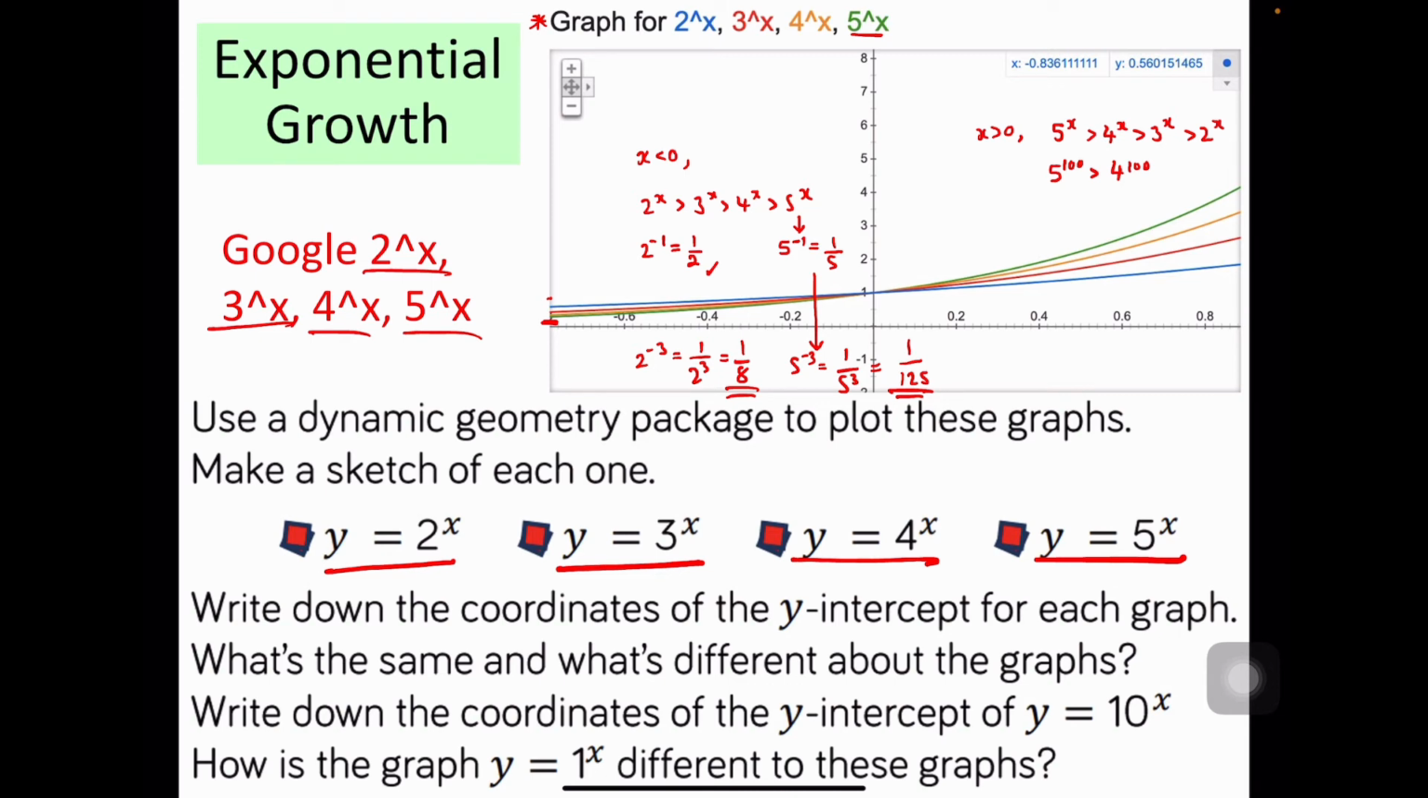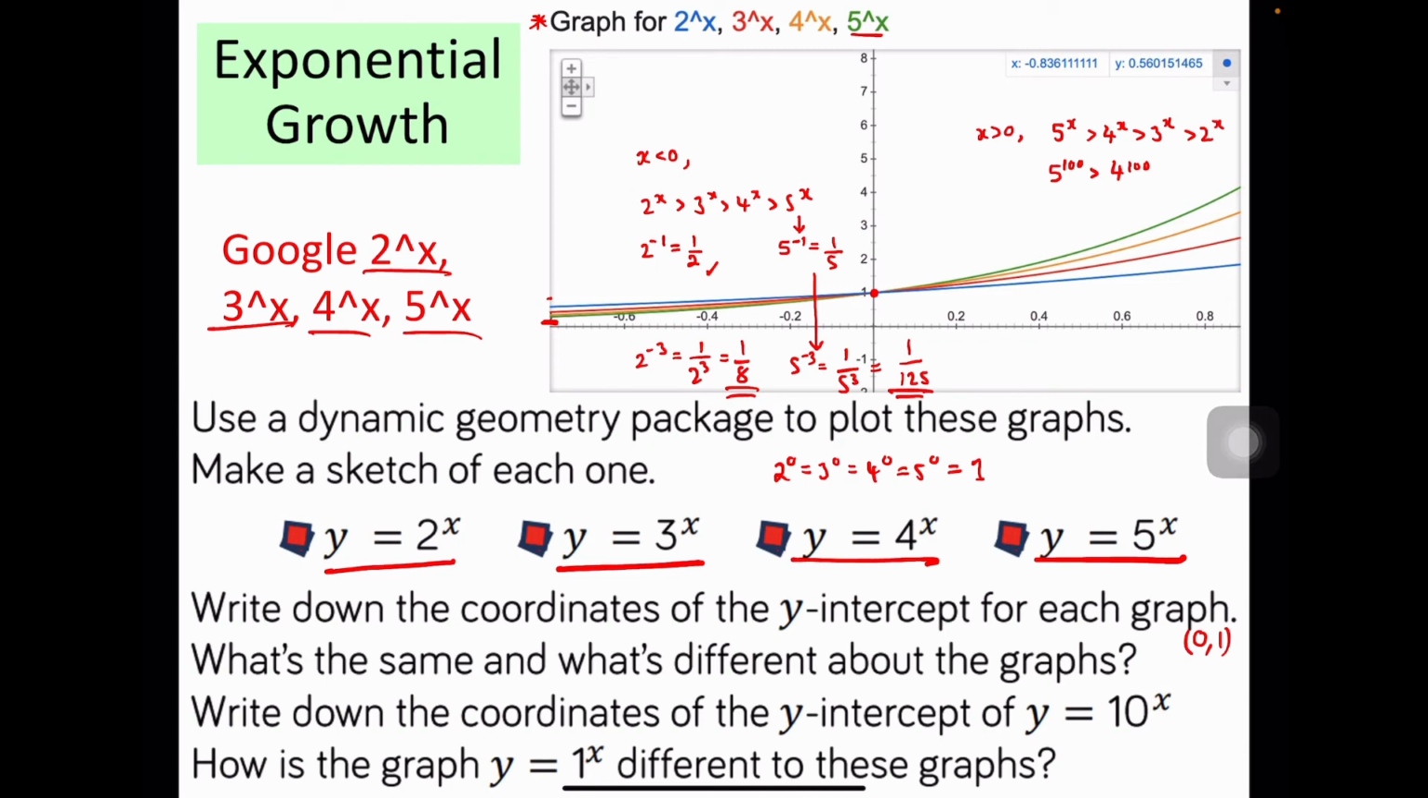Write down the coordinates of the y-intercept for each graph. The y-intercepts are all the same because 2 to the 0 equals 3 to the 0 equals 4 to the 0 equals 5 to the 0. They all equal 1. And so the coordinates of the y-intercept are going to be (0, 1) for all 4 of those equations.